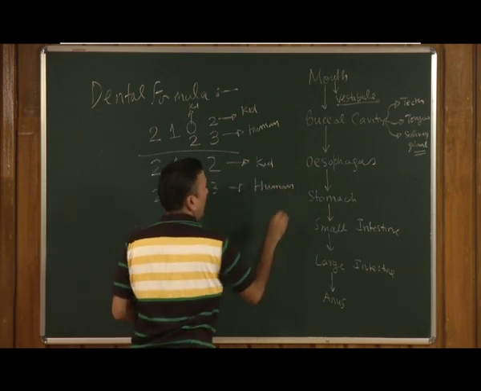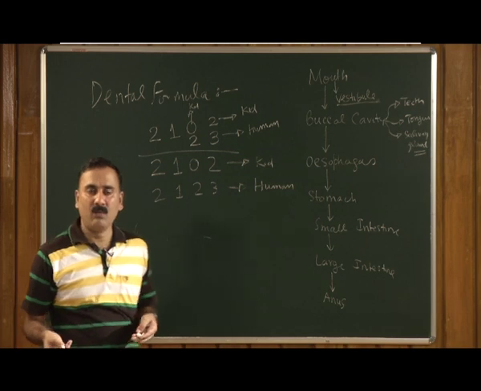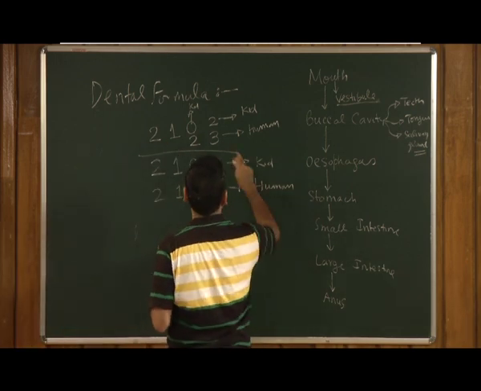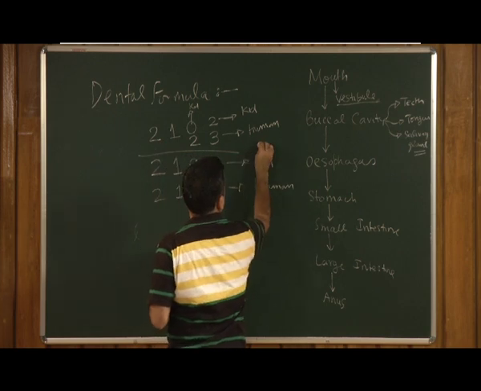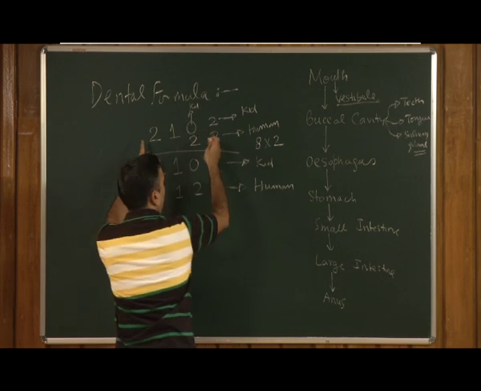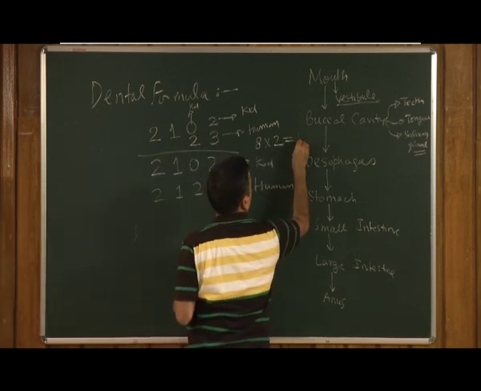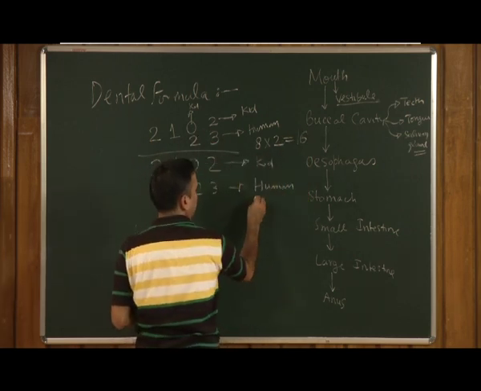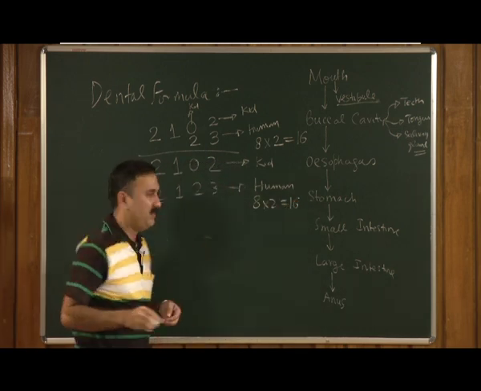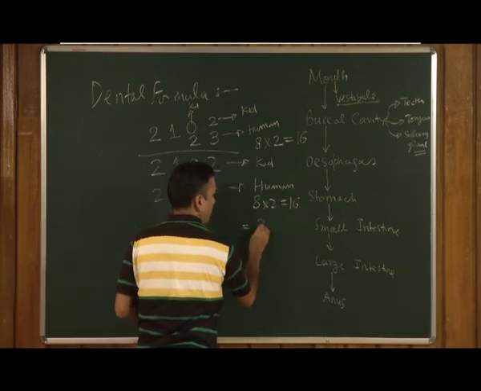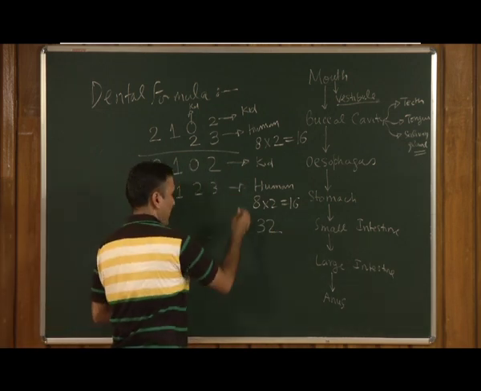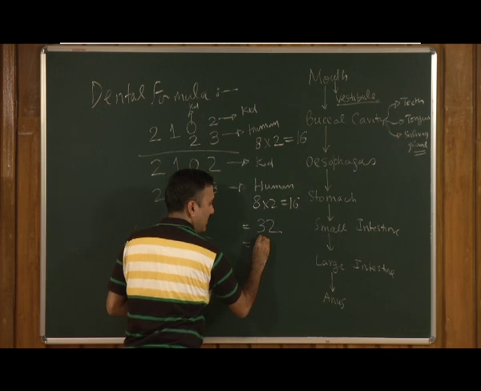Now, let us see how we can calculate the number of teeth present. What you have to do is just add these numbers. If you add them, you will get 8 into 2. Since this is the upper half, the number will come to 16. Similarly, for the lower half the number will come to 16. So, this means the total number of teeth present in a human being is 32, whereas if you do the math in the case of kids it is 20.